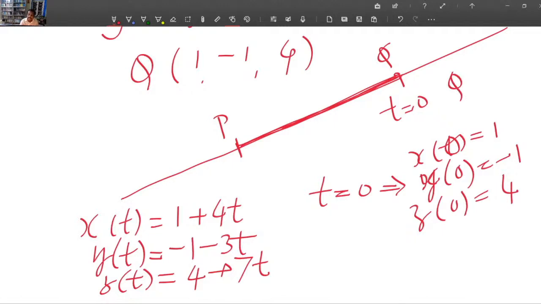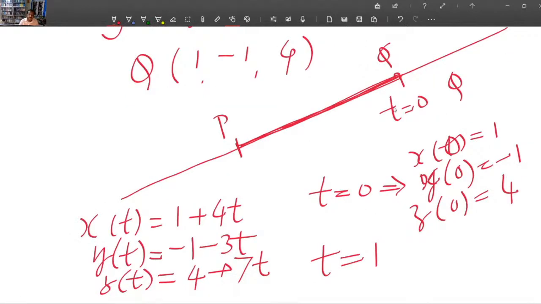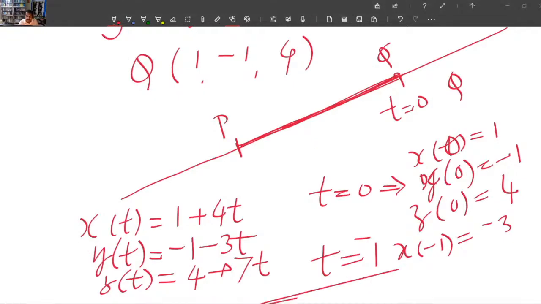And when t equals minus 1, you have x of minus 1 is 1 minus 4, so that is minus 3. Then y of minus 1 is minus 1 plus 3, so we are getting 2. Let me write it on the next page, starting with a new page.